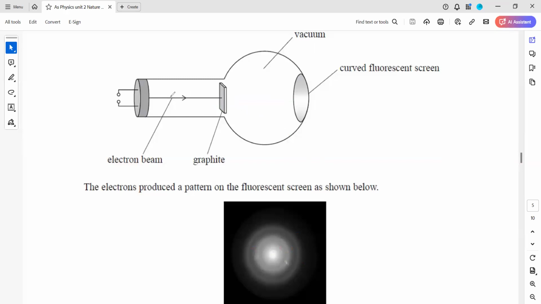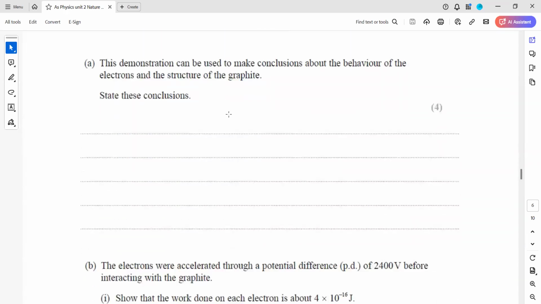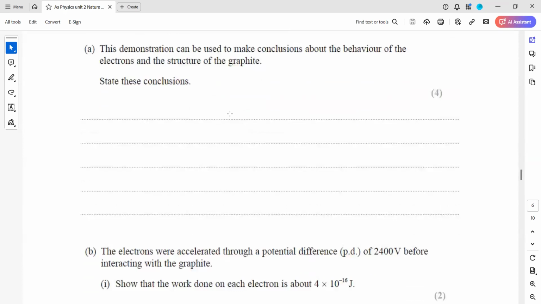So what actually happened? This electron is not acting like a particle, it is acting like a wave. When this wave passes through this gap, it diffracts and interferes, and that interference pattern we see on the screen. So what this demonstration shows is that the electron is not behaving like a particle, it is acting like a wave. The demonstration can be used to make a conclusion about the behavior of the electron and the structure of graphite.